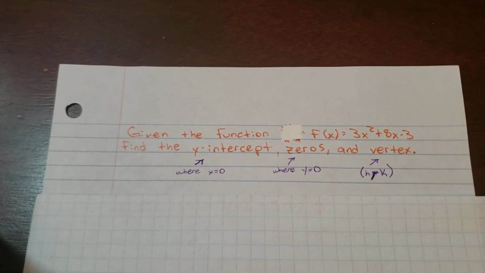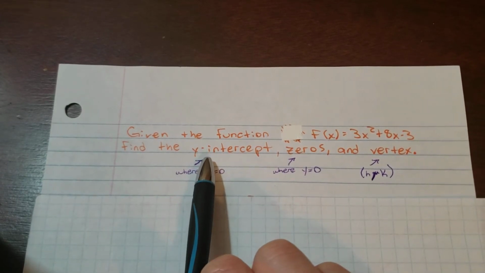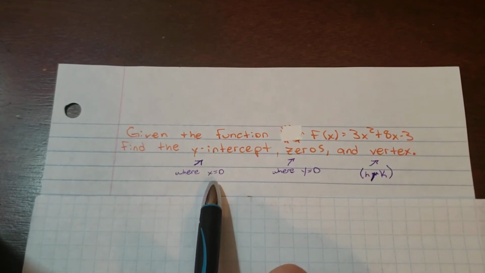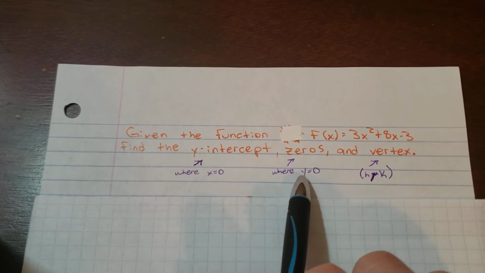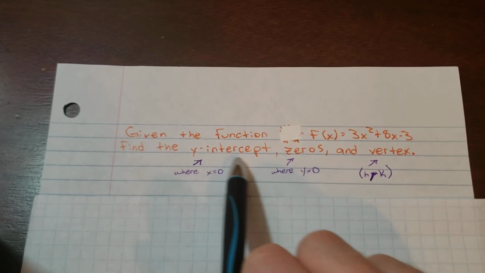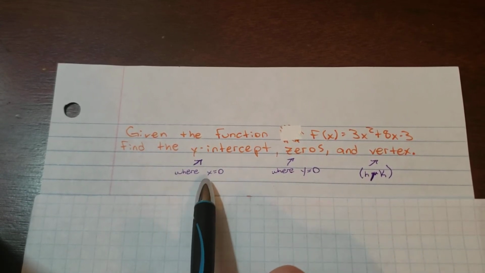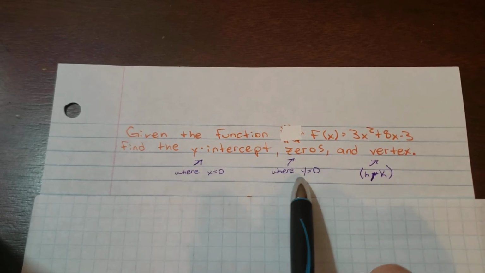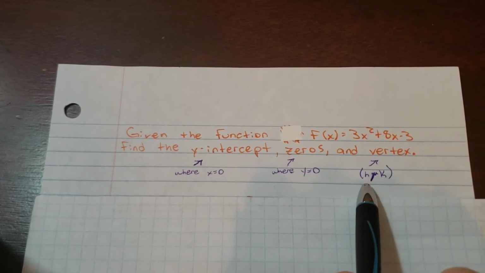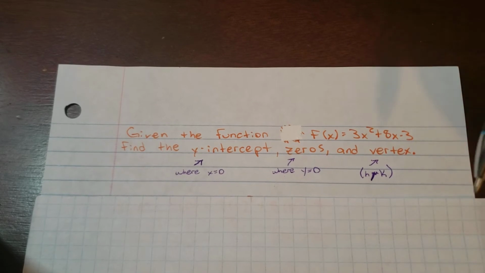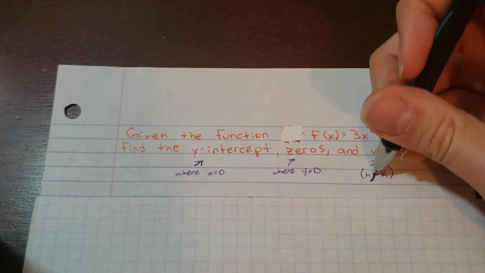Again, the y-intercept is where x equals 0. The zeros are where y equals 0. So y-intercept, x equals 0. Zeros, y equals 0. And the vertex is h, k.